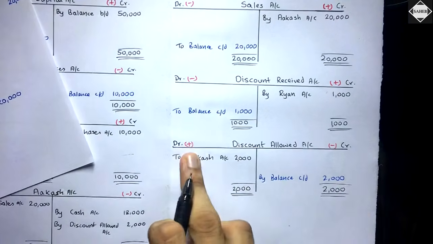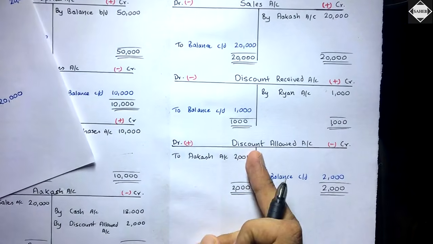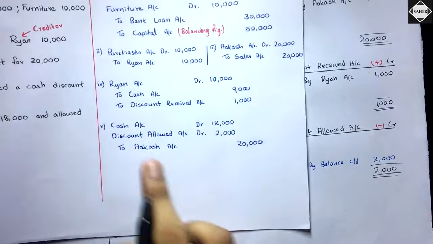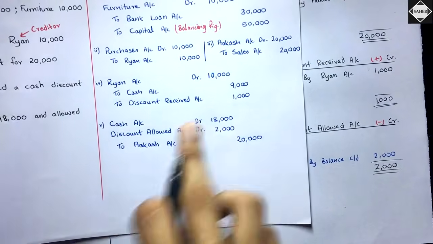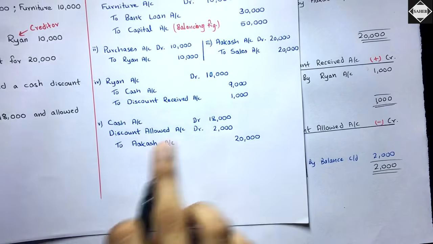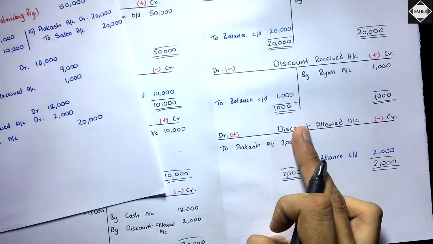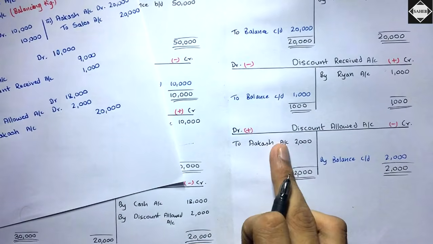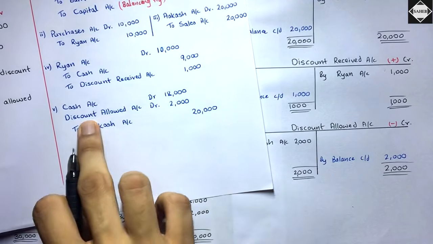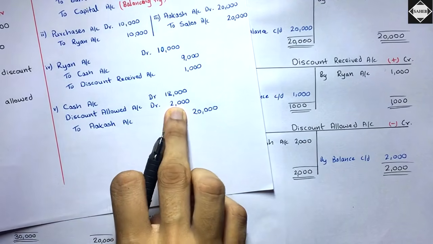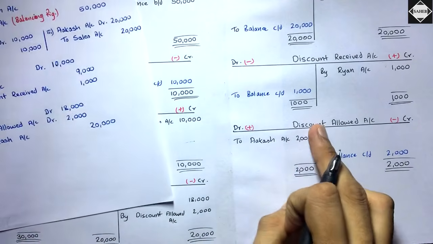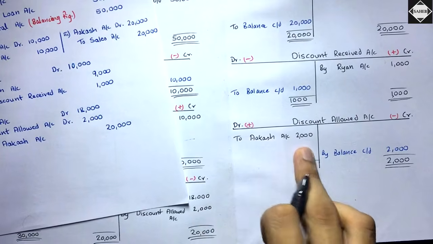Yeah. Debit means plus, credit means minus. So discount allowed has been increased. You have to record that. It has been debited, isn't it? Discount allowed has been debited by 2,000 because of Akash. So what are you going to do? Discount allowed has been debited because of Akash 2,000. Don't take 20,000. Okay, don't make that mistake. Discount allowed amount is what? 2,000 only. In this 20,000, 2,000 is there in that. Is that okay? So discount allowed has been debited because of Akash 2,000.